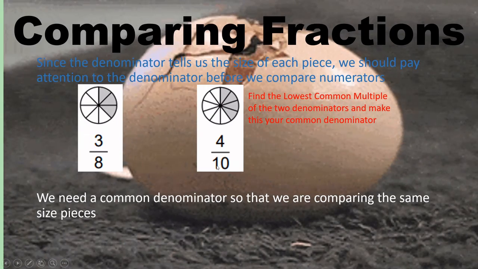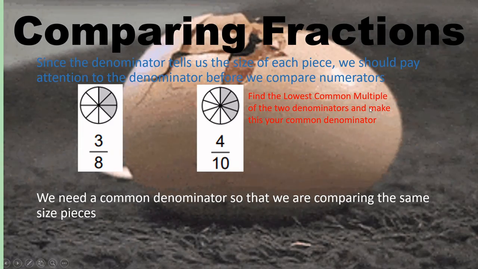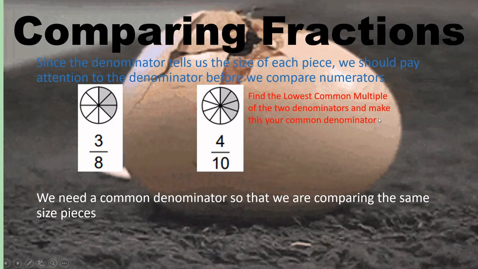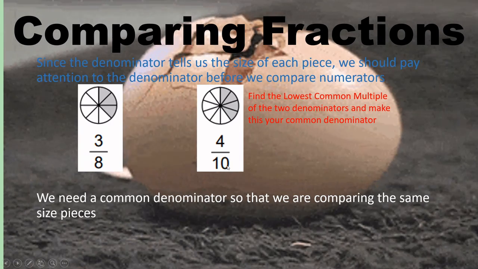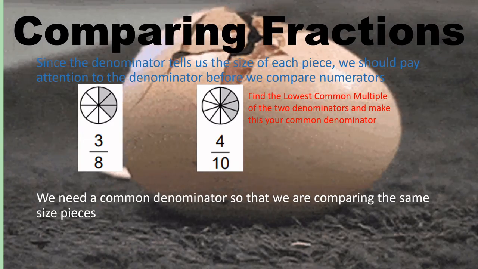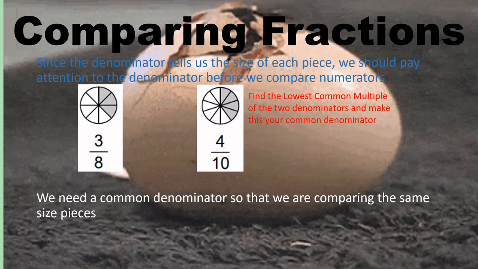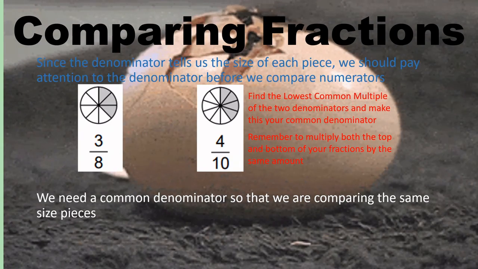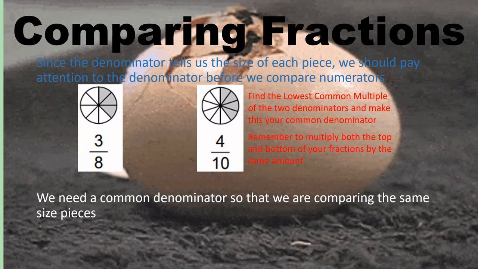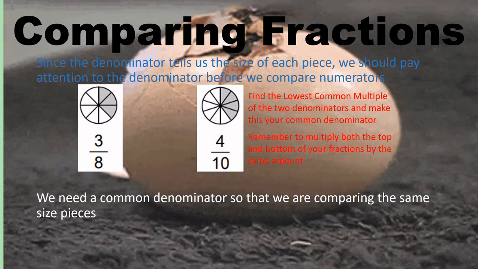To get a common denominator, find the lowest common multiple of the 2 denominators and make this your common denominator. So a multiple of 8 that is also a multiple of 10. The lowest common multiple of 8 and 10 is 40, because 8 times 5 is 40 and 10 times 4 is 40. But remember, when we get our common denominator, we need to multiply both the top and the bottom of the fraction by the same amount.